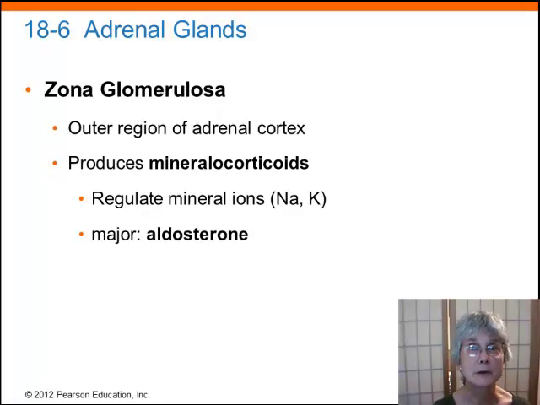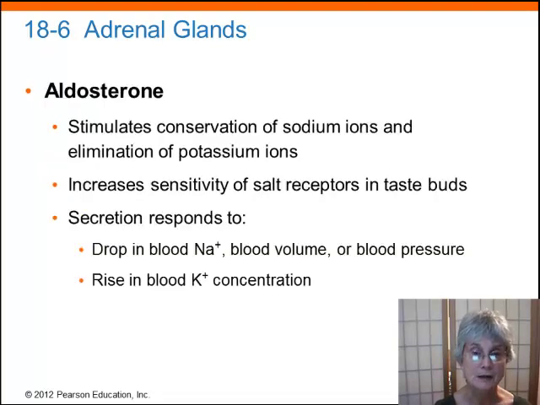The zona glomerulosa cells produce a group of hormones we call the mineralocorticoids. They're called that because they regulate the minerals, sodium and potassium. Now, there are some minor hormones in this group, but the major one, and the only one you need to remember by name, is aldosterone. In the name aldosterone, you see the term steroid, so you would never have to guess whether this is a steroid hormone or not. Aldosterone is a steroid hormone that conserves sodium ions and eliminates potassium ions.